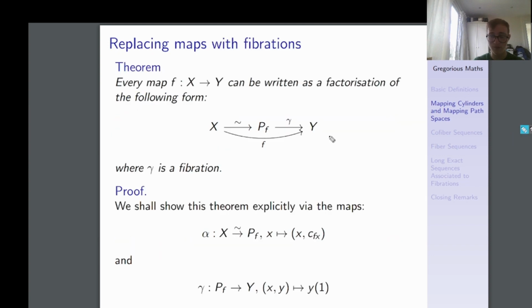And we shall prove what I said a couple of slides earlier, and that is that we can essentially, up to homotopy, replace any continuous map with a fibration. So, more precisely what I mean is, if we have some f from X to Y, then we can write it as a homotopy equivalence followed by a fibration.